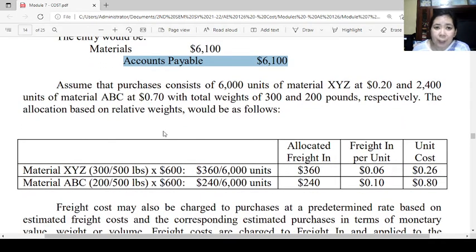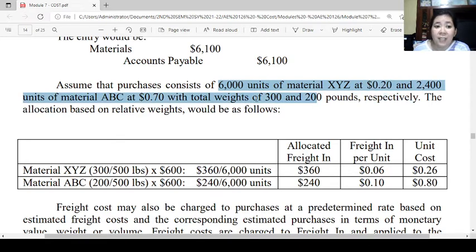Okay, assume further that instead of basing our freight cost on the monetary value, the supplier based it on the relative weights of the items. So assume that purchases consist of 6,000 units of materials XYZ and 2,400 of materials ABC. The unit cost of XYZ is 0.20 and ABC is 0.70. Their total weights are 300 and 200 pounds respectively.